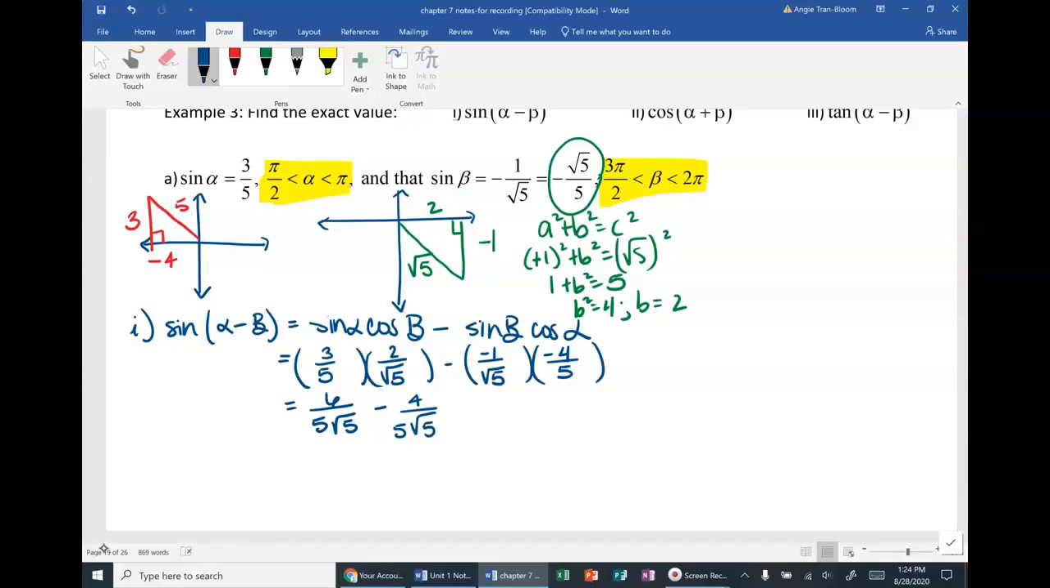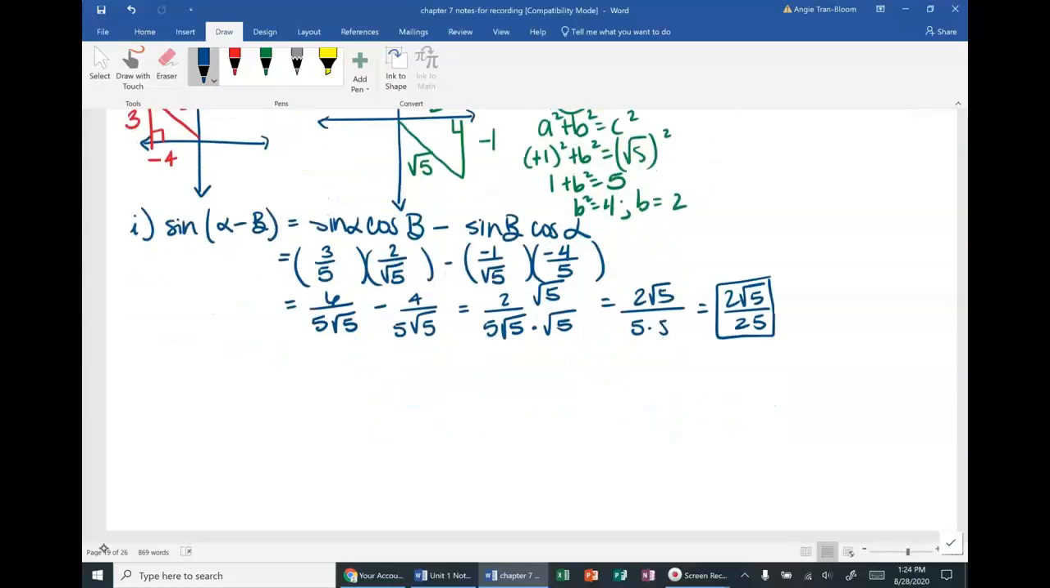Now, as you can see, the denominators are exactly the same, so technically I can simplify a little bit more. So I'm going to go 2 over 5 rad 5, and yes, you do need to rationalize, so multiply top and bottom by square root of 5. This will give me 2 square root of 5 all over 5 times 5. Final answer, 2 rad 5 all over 25. And go ahead and box that up. Now cosine, 2i's, is cosine alpha plus beta.